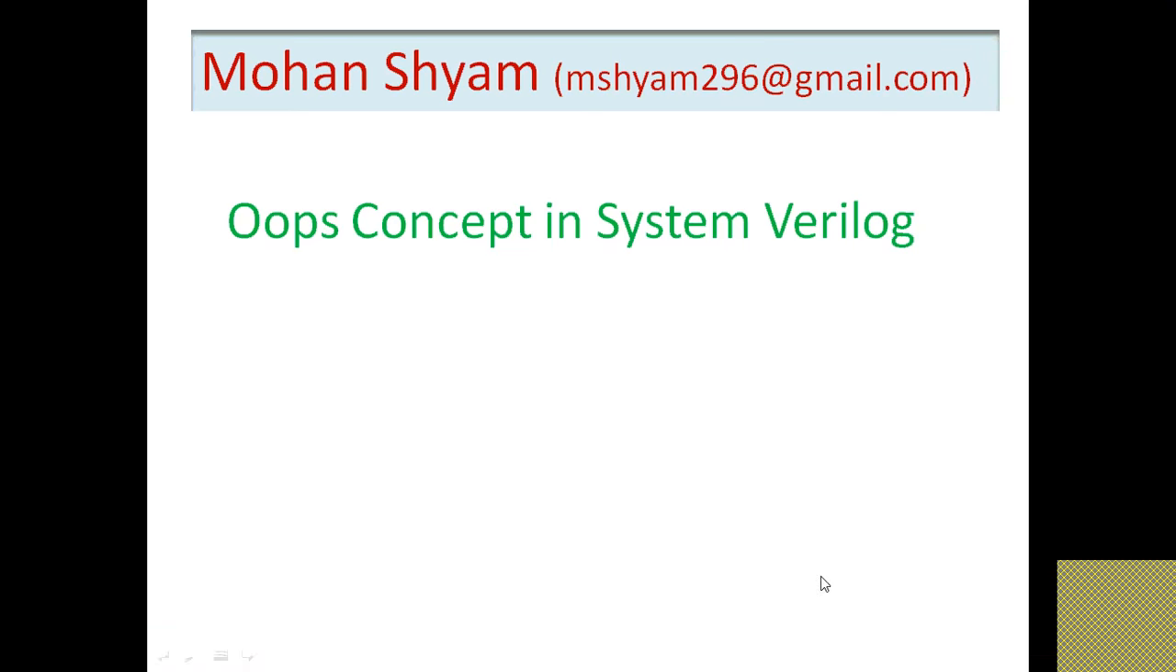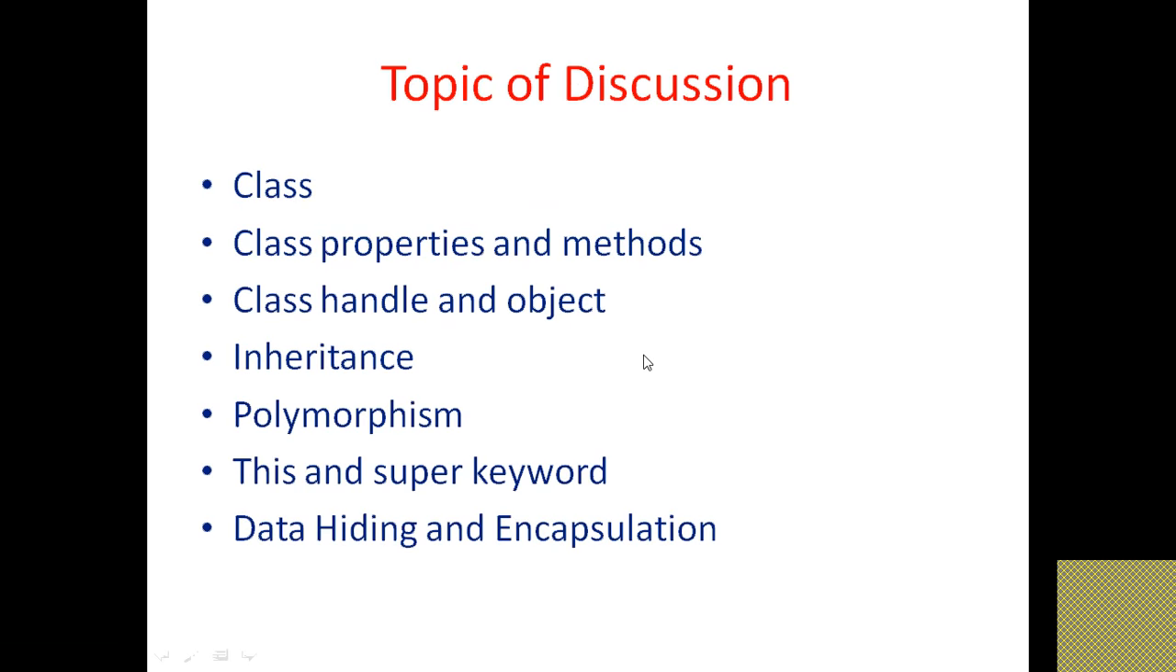In my previous videos we have discussed class properties and methods, class handle and object, and how we access the class properties and methods with the help of the class object. After that we discussed inheritance, polymorphism, and the this and super keywords. So we have already discussed these topics. Today we are going to discuss data hiding and encapsulation.